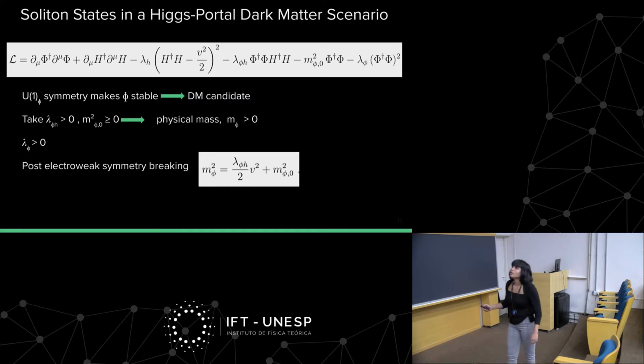Then we make certain assumptions regarding these couplings. We assume that lambda phi h is positive, and we also make sure that the bare mass is positive, which ensures that the physical mass of the phi particle is always positive, even when the Higgs VEV is zero. And just for the sake of convenience, we also keep the quartic positive. So after the electroweak symmetry breaking, that is once the Higgs gets a VEV, this phi field would get a mass of the following form.